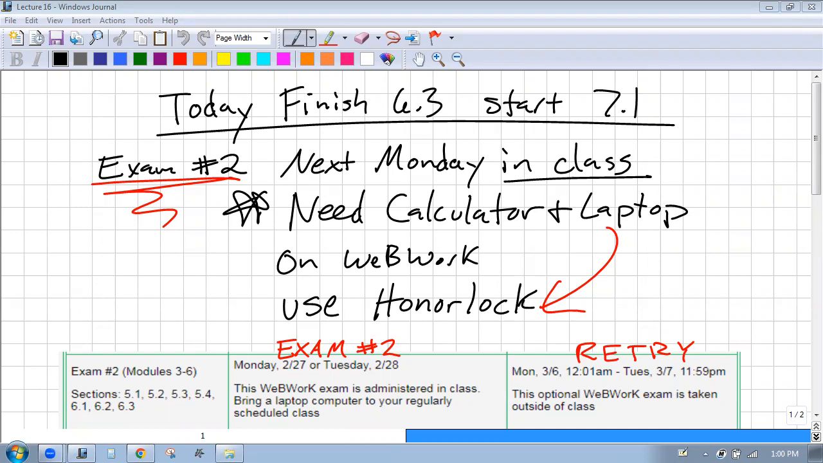So today we're going to finish 6.3 and start 7.1. Reminder, on Monday you'll have an exam. It's in class. You have to come to class to take the exam. You cannot take it via Zoom. You have to be here in class to take the exam. Bring your laptop. You need a camera built into the laptop, because we're going to use Honor Lock.